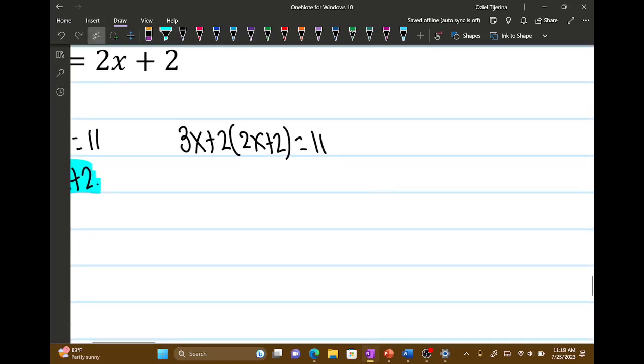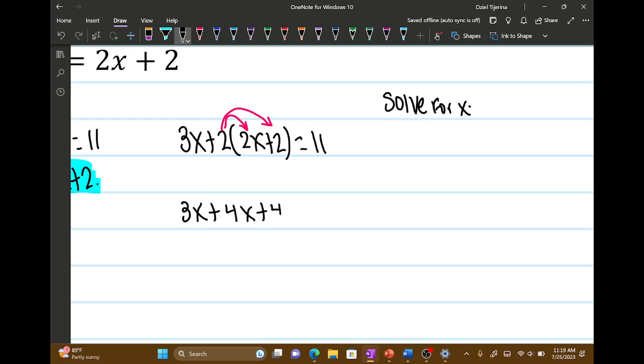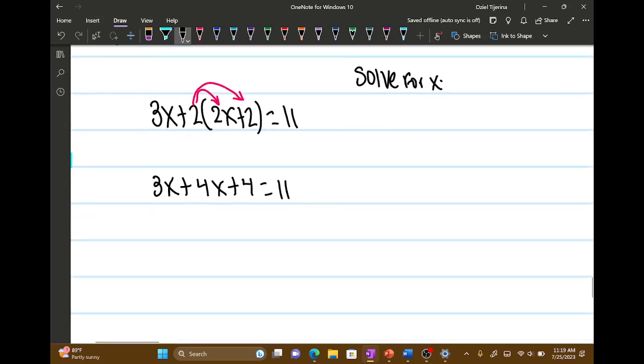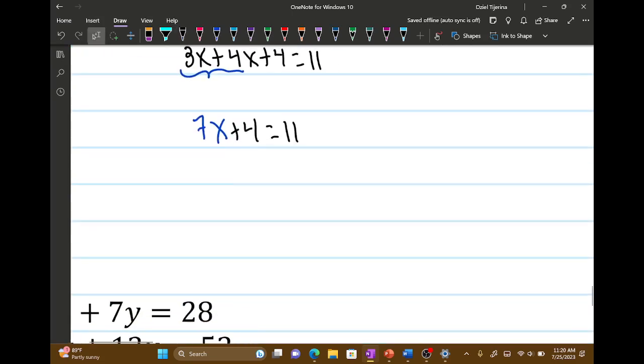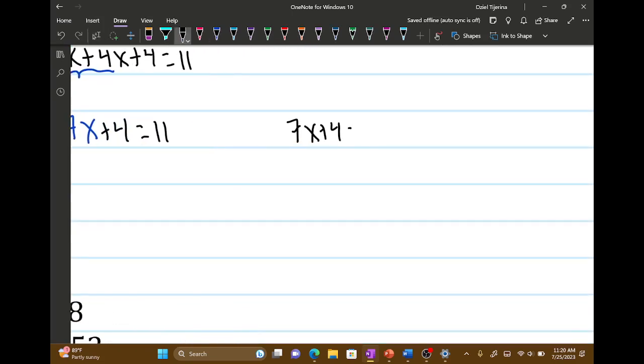Now we have everything in terms of x, so our next step is to solve for x. We distribute the 2: 3x plus 2 times 2x is 4x, and then plus 4 equals 11. Then we add 3x and 4x to get 7x, so our equation becomes 7x plus 4 equals 11.